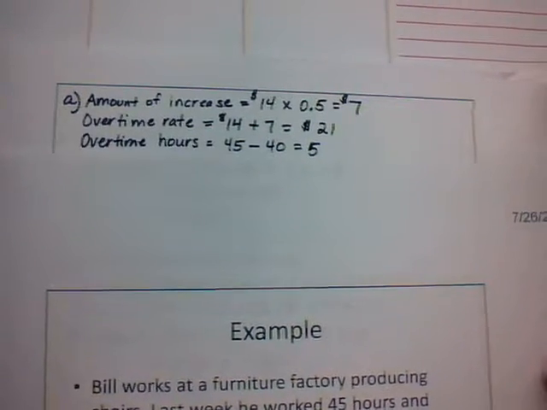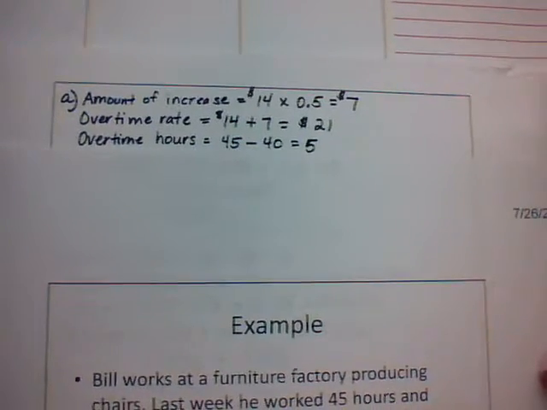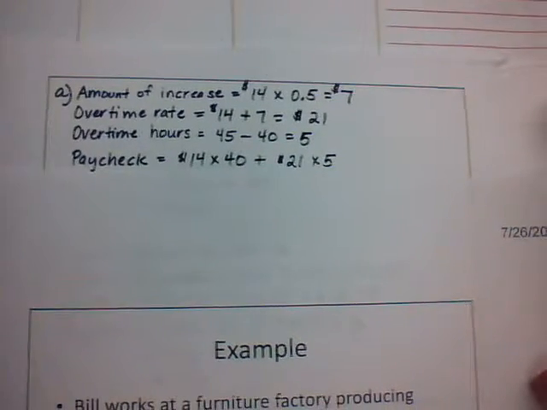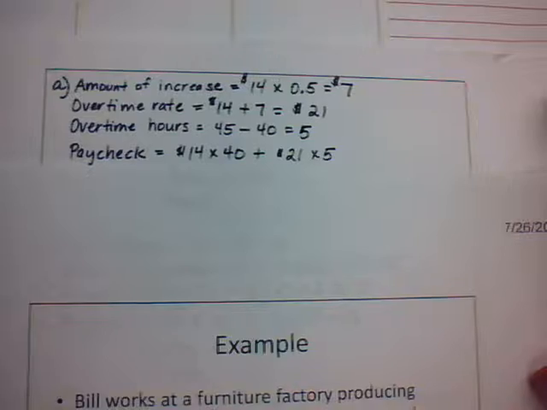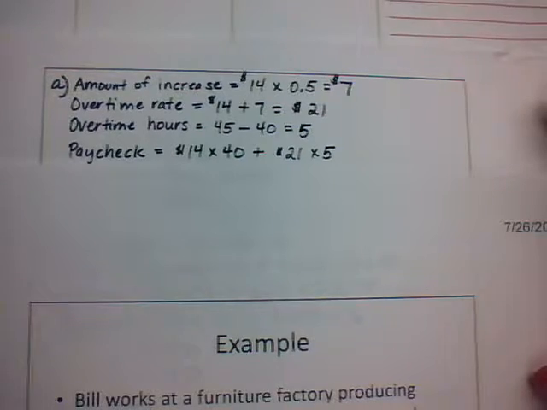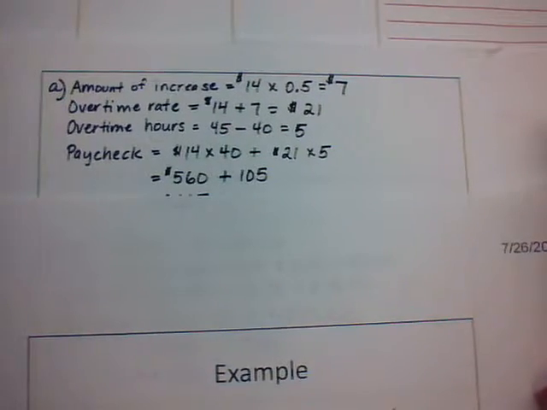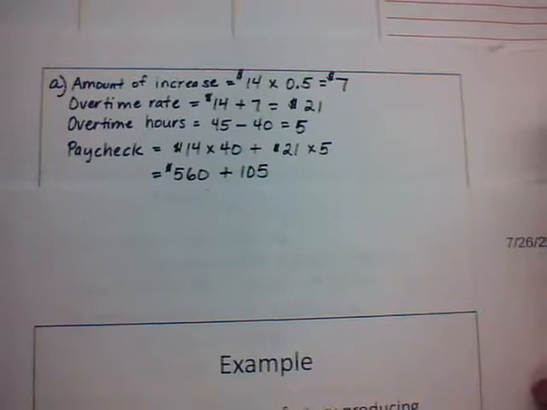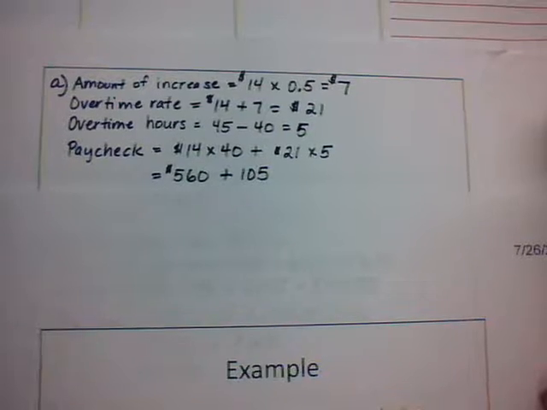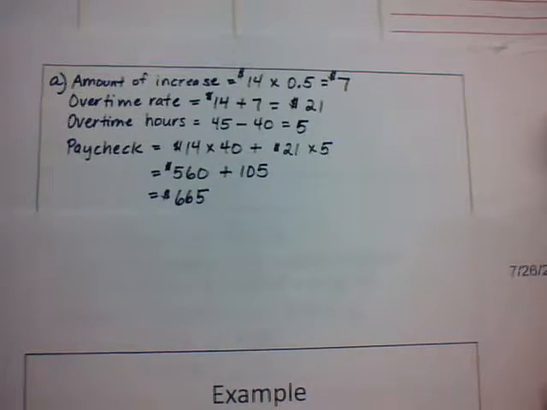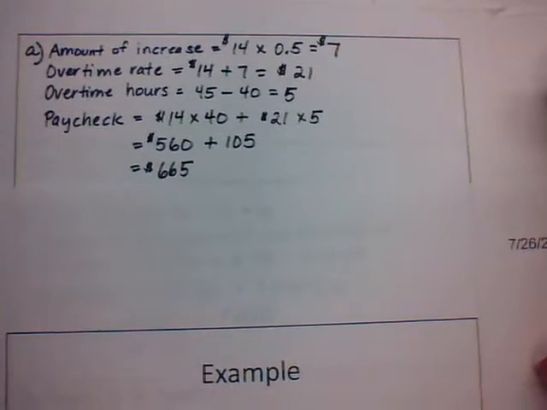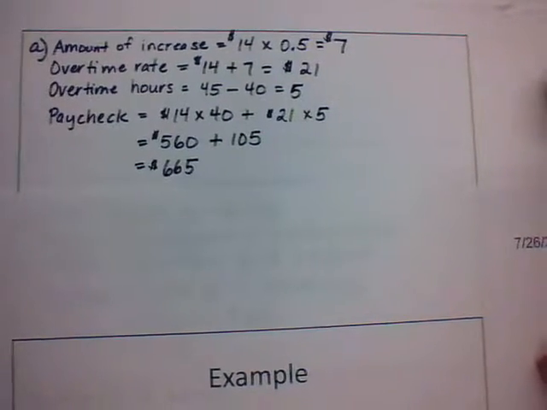And then his overtime hours, he worked 5 hours overtime, so he'll be paid $21 times the 5, as you can see here. And then we'll add to it the $14 per hour for the regular 40-hour week. So if you multiply $14 times 40 hours, that would give you the $560. $21 times 5 hours overtime is $105. Add that to the 560, you'll get $665. So his paycheck will be $665 if he took the traditional $14 per hour with a time and a half increase.